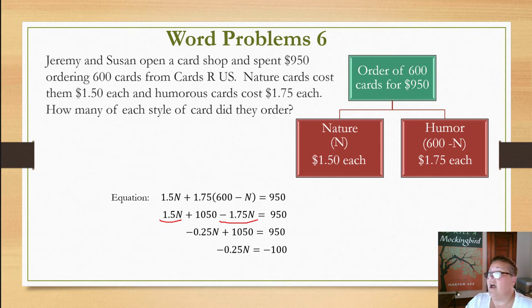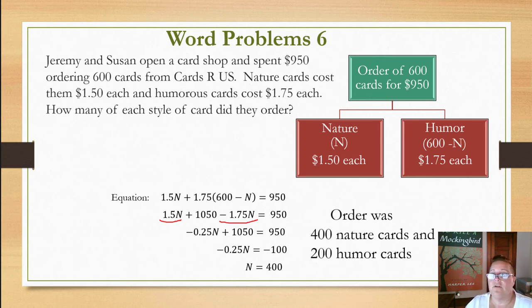And from there, I will divide both sides by the coefficient of negative 0.25 to get that my N value is indeed 400. This tells me that the number of nature cards sold was 400. And that means that humor has to be 600 minus that, or 200 cards left for humor.